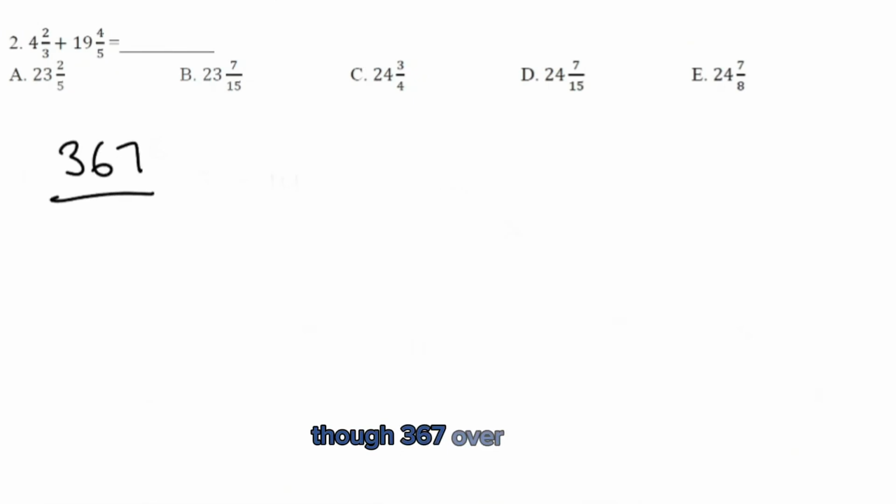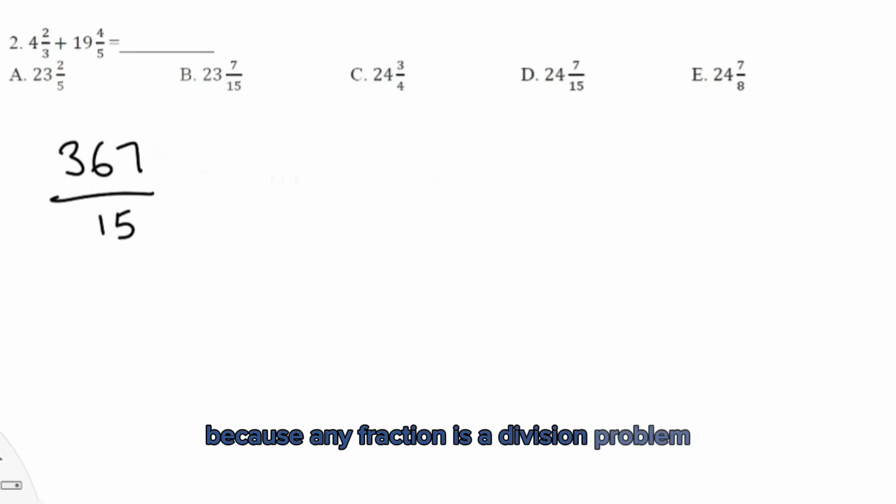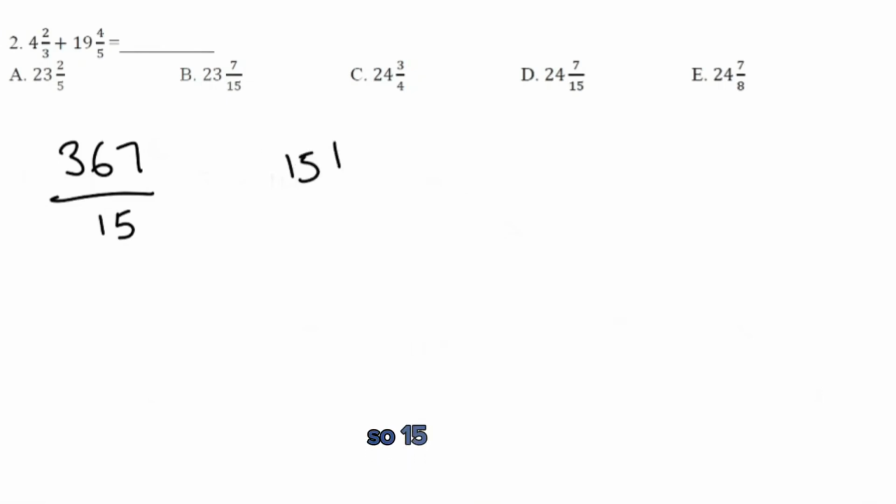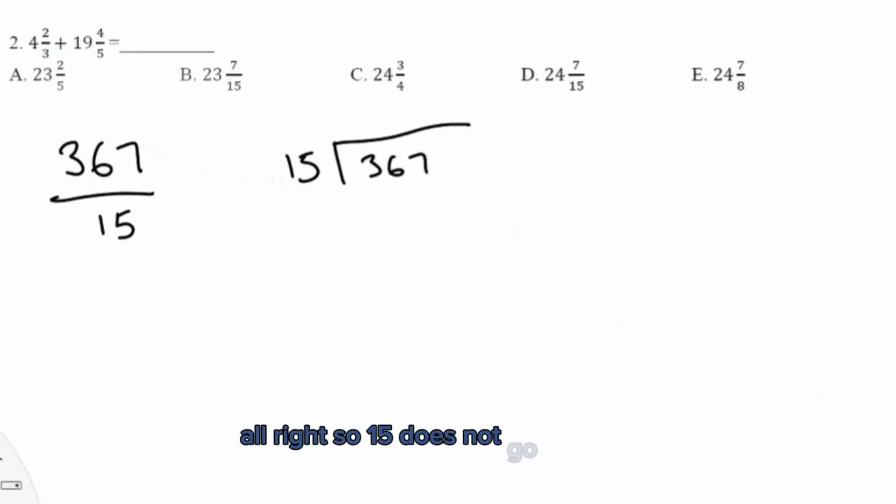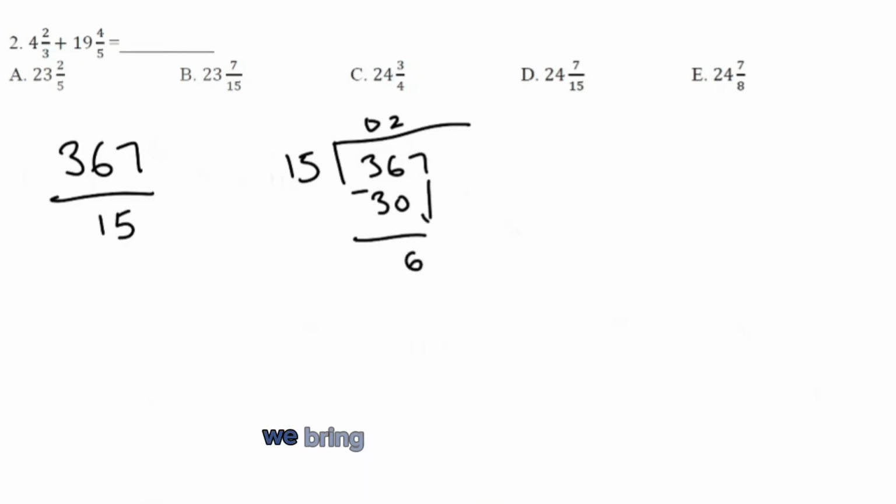367 over 15. So automatically we can see that we can do this as a division problem, because any fraction is a division problem. So 15 and 367. Alright, so 15 does not go into 3, so it's a 0. Next number is 36. 15 goes into 36 twice, because 15 times 2 is 30. So we subtract 30, and we're left with 6. We bring down the next number, and that's 7, so 67. 15 goes into 67 4 times. So now we subtract 60, because 15 times 4 is 60, and we're left with 7.